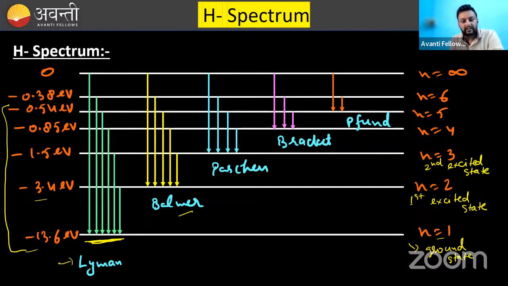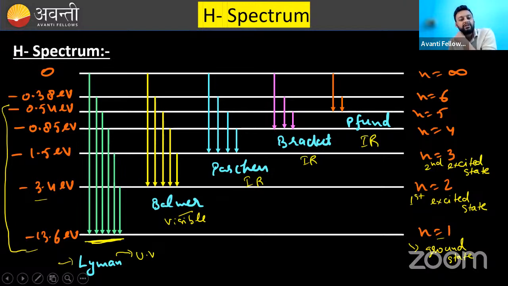Out of these series, all these transitions release some photon, and photon has some energy. This series lies in the ultraviolet region. This series lies in the visible region, and all others are lying in the infrared region. This is again an important thing you should remember: in which region they lie.